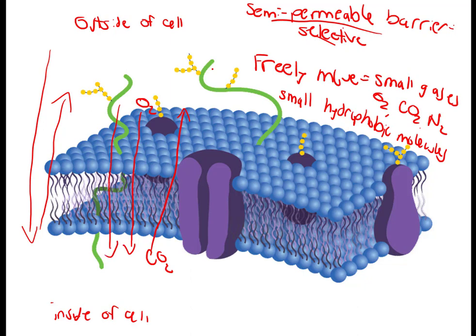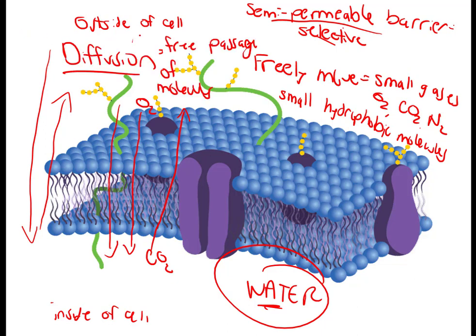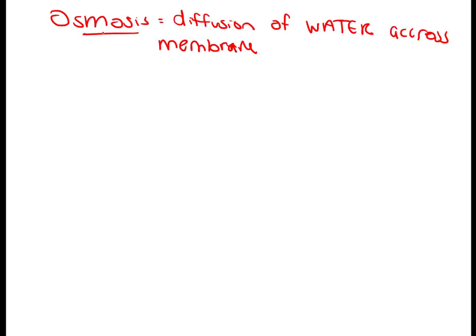The other thing that may be able to freely pass is water. You know, water is so essential to all life, so water needs to be able to get in and out of the cell. When a molecule freely passes across the membrane, we call it diffusion. So basically, diffusion is the free passage of molecules either into the cell or out of the cell. Now, we have a very special term for when water passes in and out of the cell. We call it osmosis. So osmosis is the diffusion of water across the membrane.